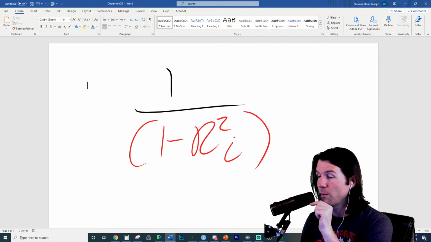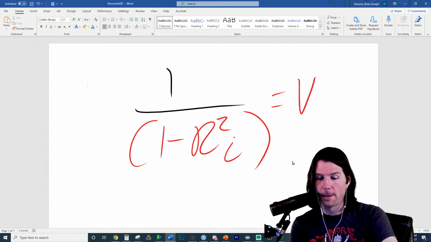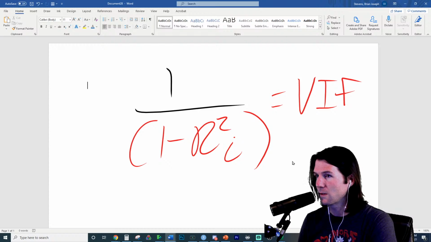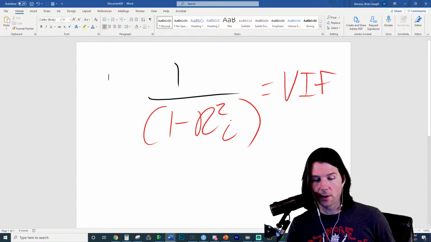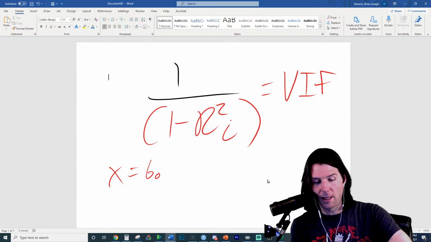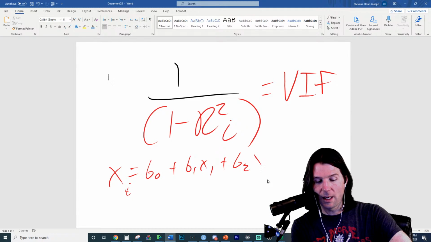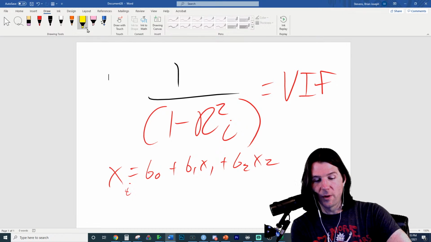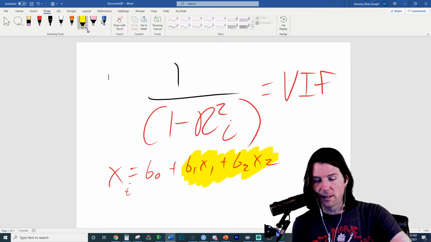Multicollinearity. This is the formula for variance inflation factor, and variance inflation factor is how we measure the shared variation between the x's. This r squared sub i is from a model where we have an x variable being explained by your other x's. So I guess it's x sub i and then all your other x's. You do not want this. This is a very bad thing because, Braden, great question.